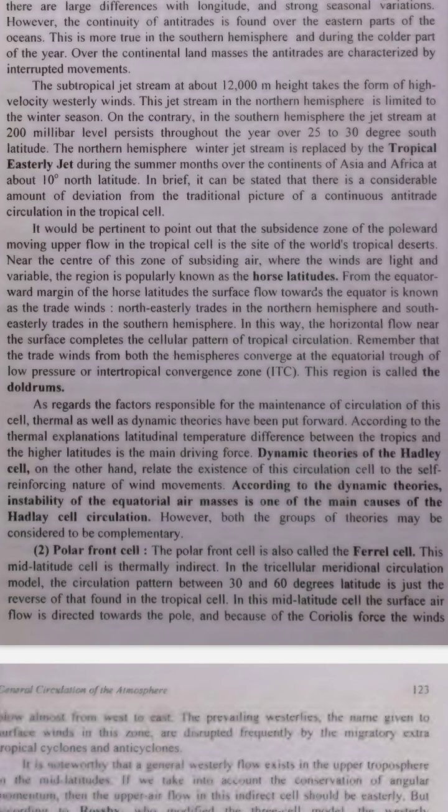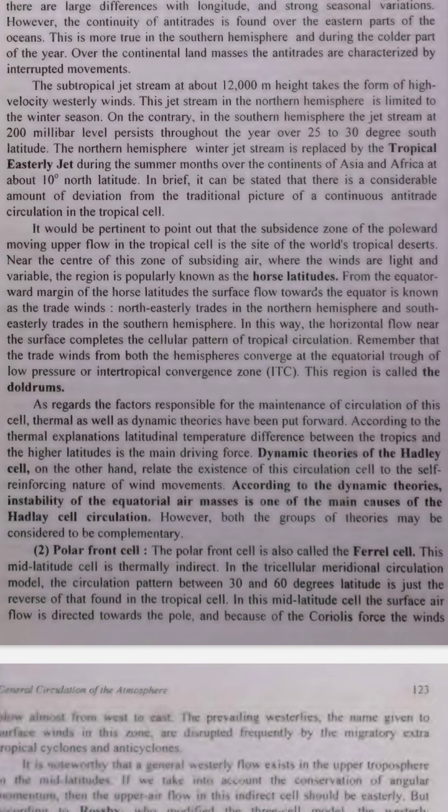2. Tropical easterly jet. What is it? A jet stream that appears around 10 degrees north latitude. When it appears, it replaces the subtropical jet stream in the northern hemisphere during the summer months over continents like Asia and Africa. 3. Horse latitudes. Location. Near the center of the subtropical high-pressure zone where air descends. Characteristics. Light and variable winds. Significance. These areas are associated with many of the world's tropical deserts.